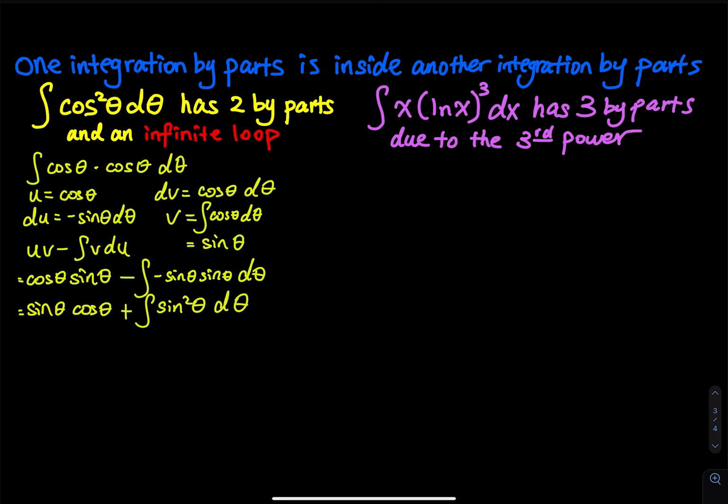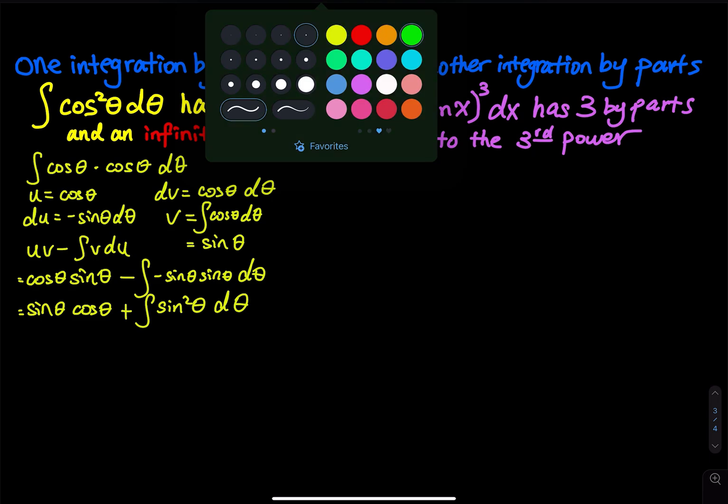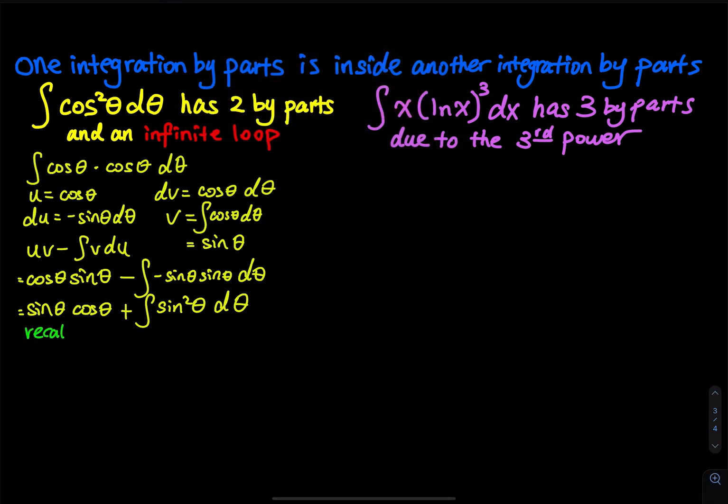Now, here is the breaking point. There are two ways to handle this. The first way, which I recommend the most, is to recall the fundamental trigonometric identities. We are going to recall that sine squared of theta equals 1 minus cosine squared of theta, and then we are going to do an infinite loop.